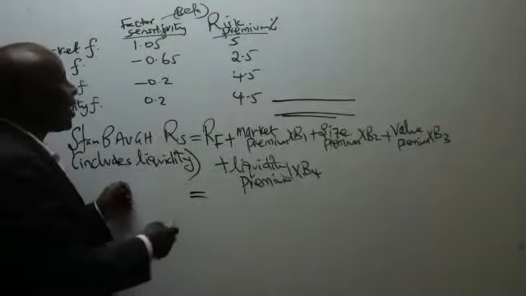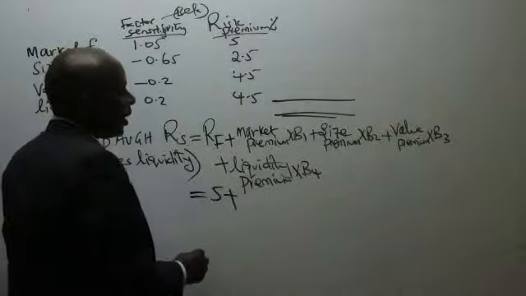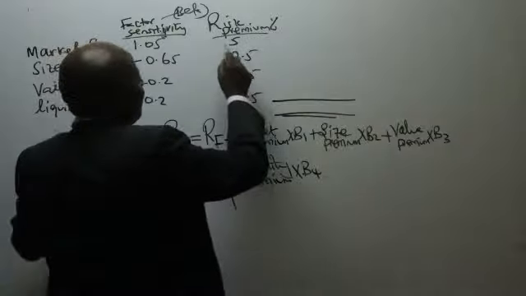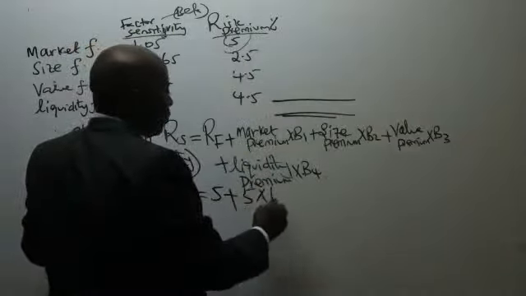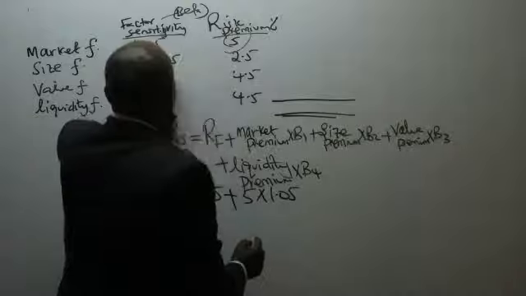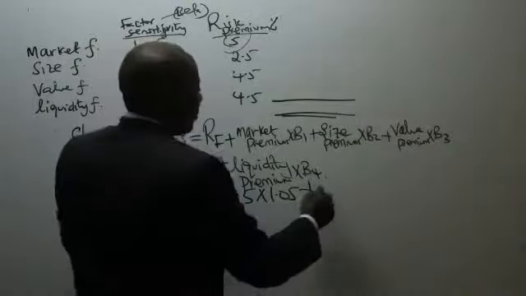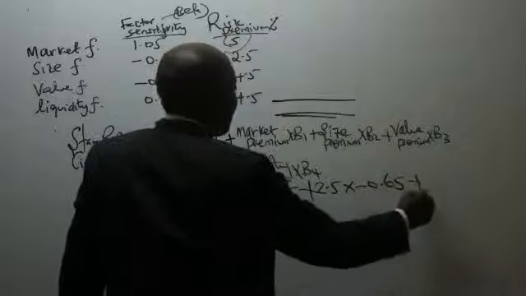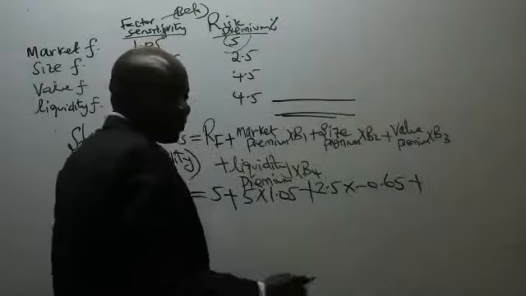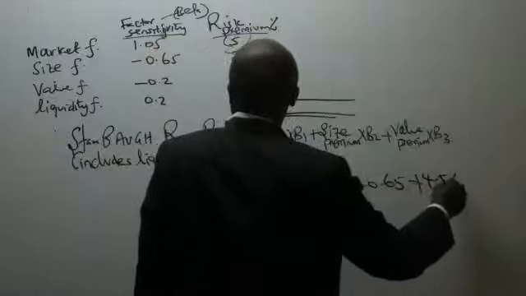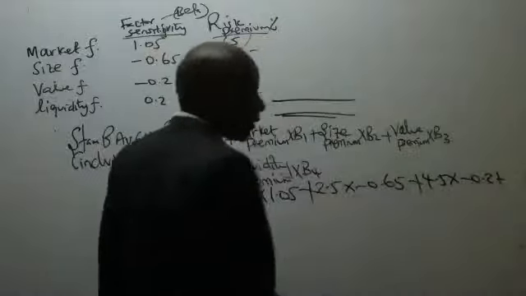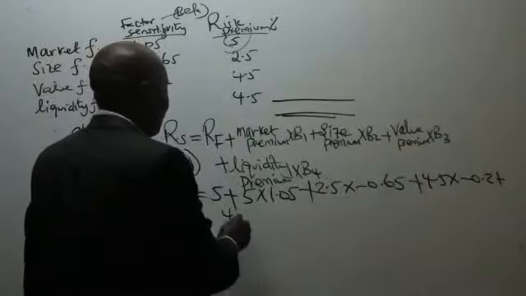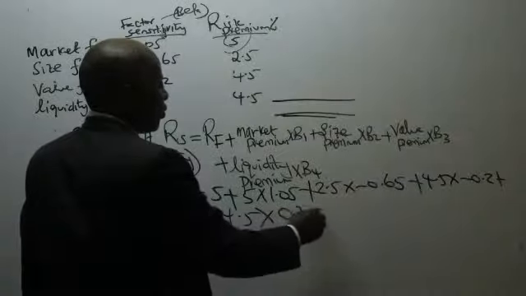So risk-free, you guys gave me a figure of 5, plus market premium. This is the market premium. It's 5 times 1.05. So this times this. Plus the size premium, which is 2.5 times minus 0.65, plus we have 4.5 times minus 0.2, plus we come and take the next one, 4.5 times 0.2.